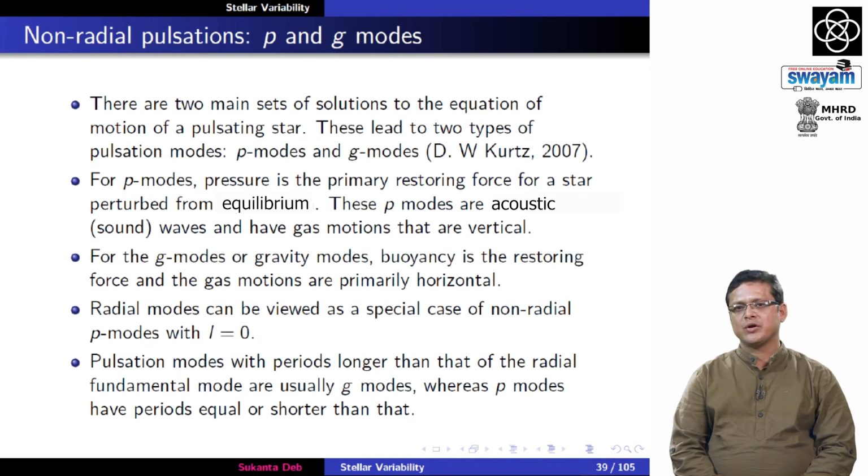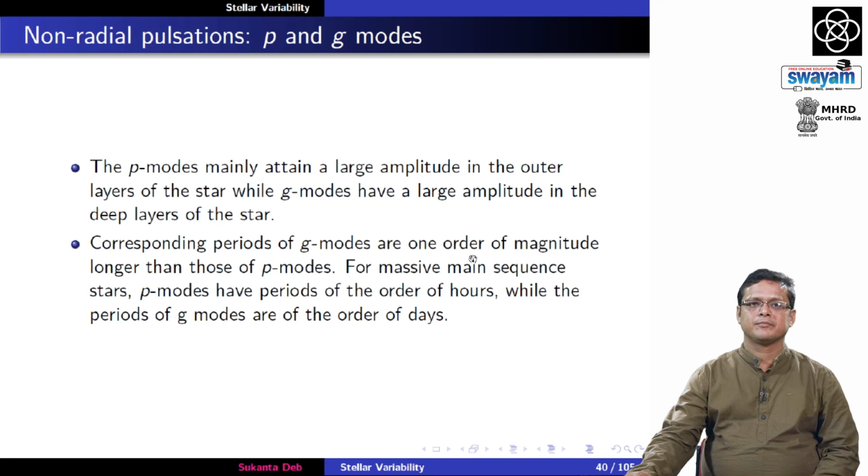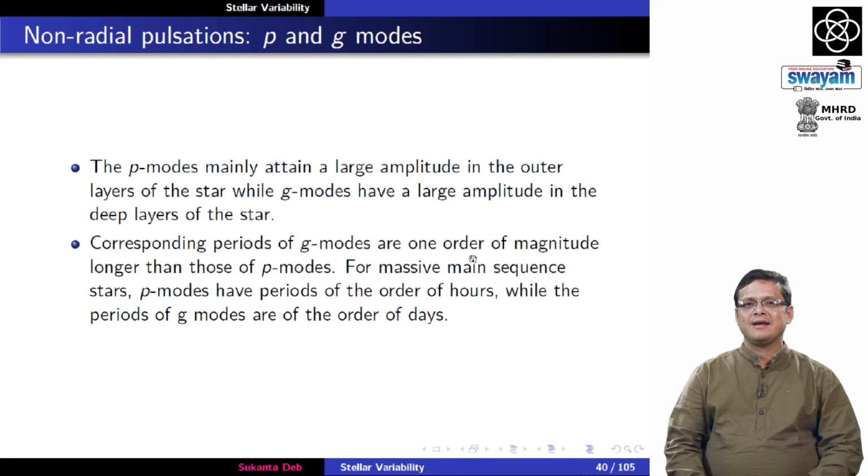Pulsations with periods longer than that of the radial fundamental mode are usually G modes, whereas P modes have periods equal or shorter than that. The P modes mainly attain a large amplitude in the outer layers of the star, while G modes have a large amplitude in the deep layers of the star. Corresponding periods of G modes are one order of magnitude longer than those of P modes. For massive main sequence stars, P modes have periods of the order of hours, while the periods of G modes are of the order of days.